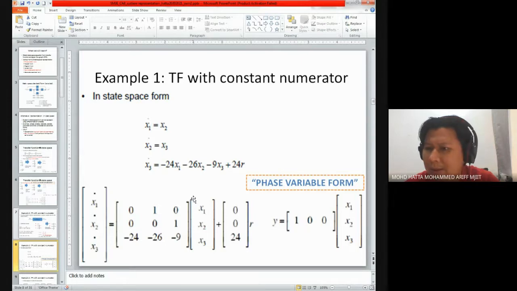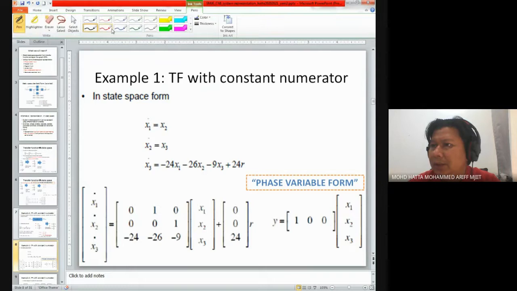space model. Now in our state space model, we know that of course we should have x dot equals Ax plus Bu. Okay, and this x dot is basically these three elements. X dot is basically a column vector consisting of x1 dot, x2 dot, and also x3 dot.